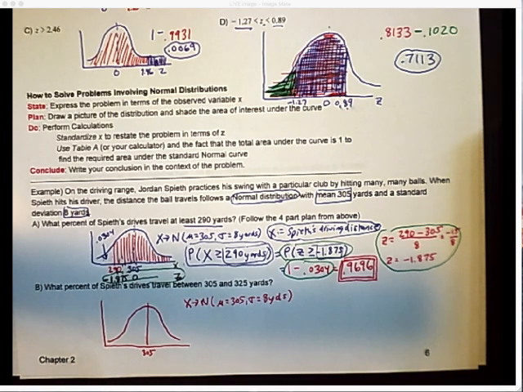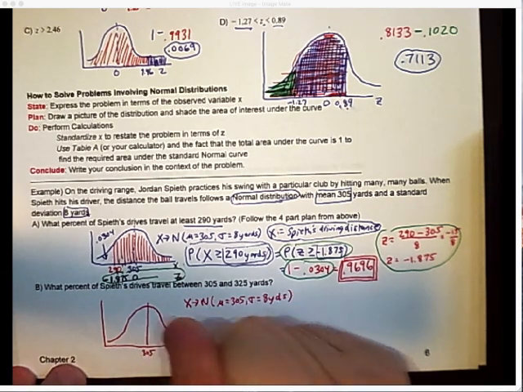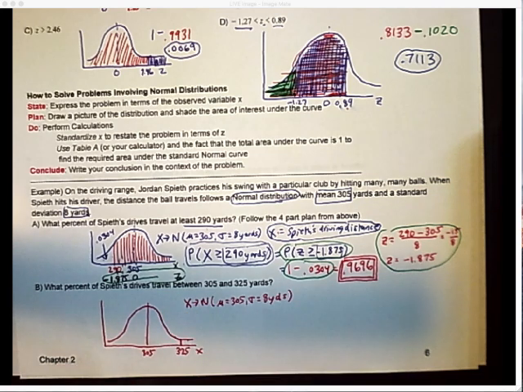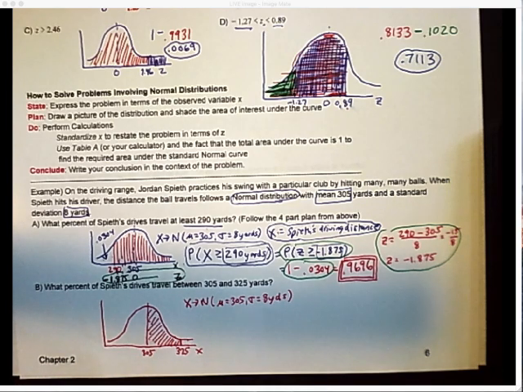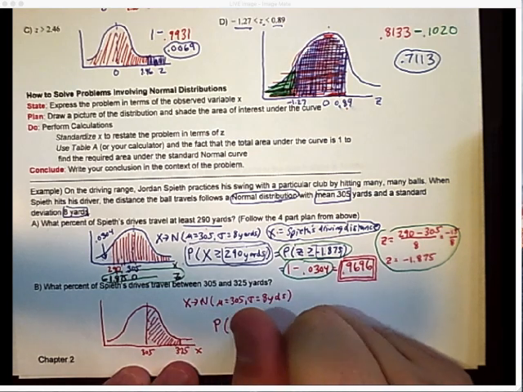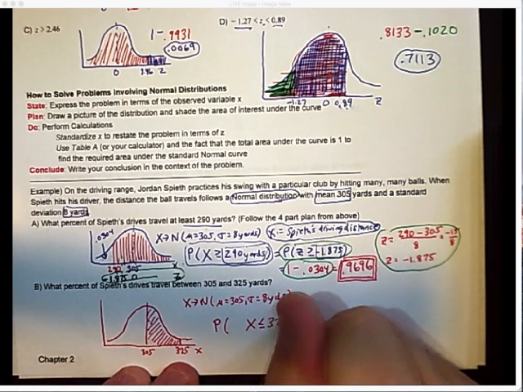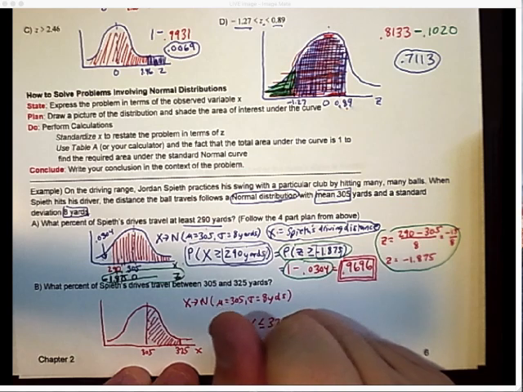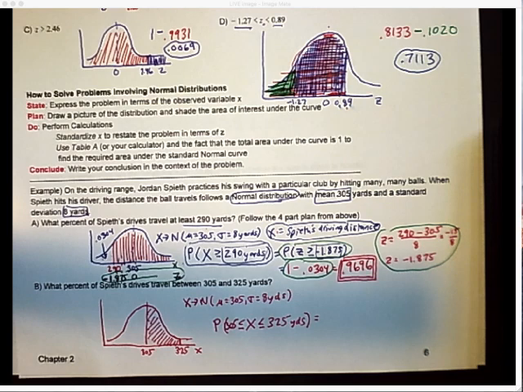What we want to know now is what percent of Spieth's drives travel between 305 and 325. Could I convert these to z-scores and do it the hard way? I could. I really don't see why you would do that though. It's extra work. So what are we looking for? We're looking for the probability that Spieth's drives, which we're calling x, is between 325 yards and 305 yards. Let the calculator do the work for us.